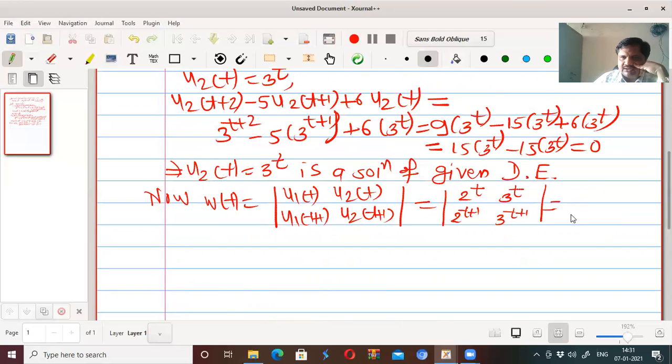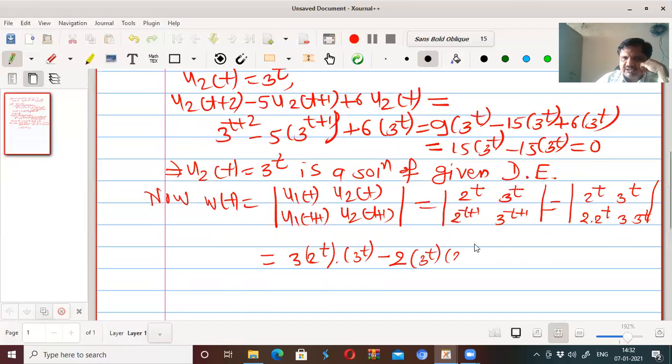Now I will write this as 2 to the power t, 3 to the power t, 2 into 2 to the power t, 3 into 3 to the power t, which is equal to 2 to the power t into 3 into 3 to the power t. So we get 3 into 2 to the power t into 3 to the power t minus 3 to the power t into 2 into 2 to the power t. So we get 2 into 3 to the power t into 2 to the power t. So we get only 2 to the power t into 3 to the power t. I can also say that it is 6 to the power t.